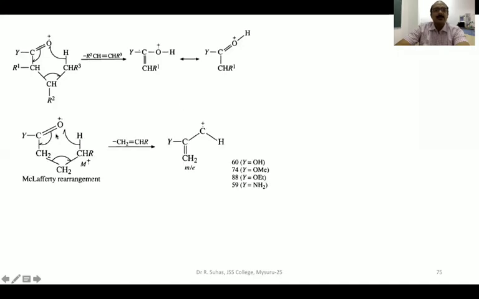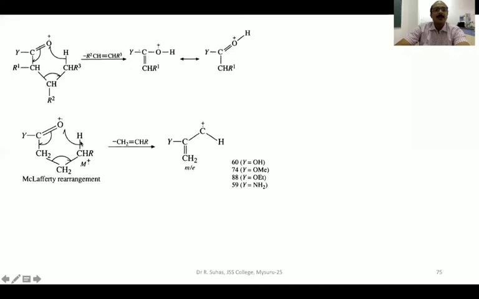And this is the next example. This is a carboxyl function derivative. If Y is H, it becomes carboxylic acid. If Y is OMe, that is methoxy, it becomes ester. If Y is OEt, then also it becomes ester. If Y is NH2, it becomes an amide. Now we will see, if to this functional group attached are 3 carbon atoms, 1, 2, and 3. So this is alpha, beta, gamma.